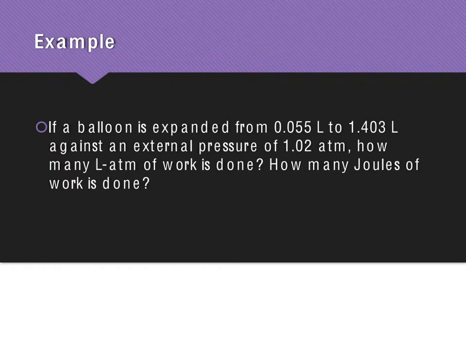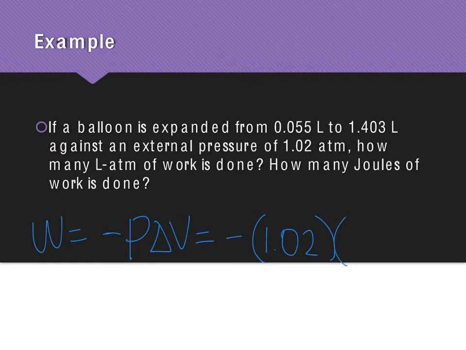Actually, if you wanted to, you could find calories to figure out how many candy bars you're burning off by blowing a balloon. We're not going to do that, but you could. So our work is negative P times delta V. Our pressure is 1.02 ATM. And our delta V is going to be 1.403 minus 0.055. When you subtract that, you get 1.348.